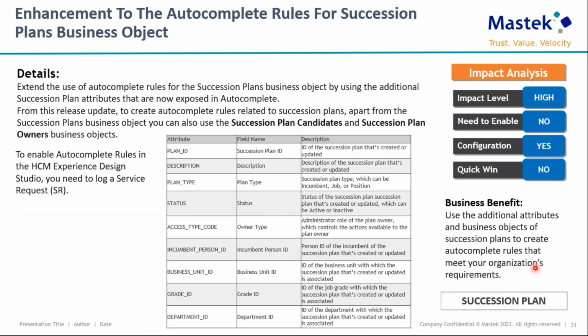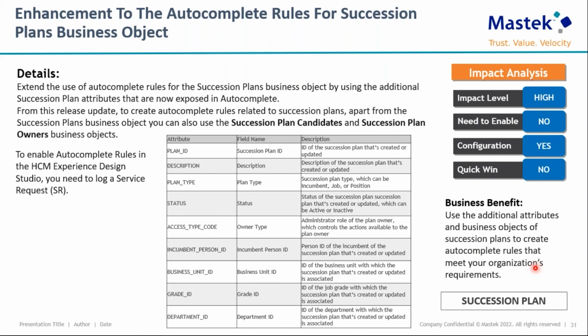Moving on, this is the autocomplete functionalities. So autocomplete actually allows us to do certain auto population of certain fields or certain validations of the transactions that we are trying to do. So what Oracle has done now is, if you are on your succession management pages, it has given certain more objects which can be used as part of your autocomplete rules.